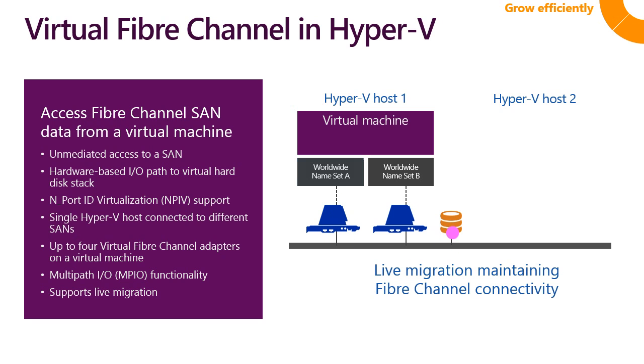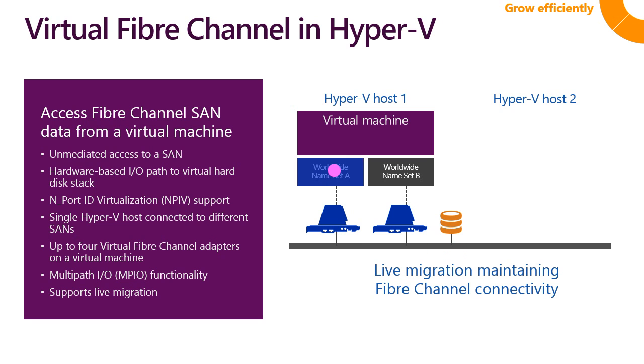You can have one Hyper-V host connected to multiple SANs, and you can have up to 4 virtual fiber channel adapters per virtual machine. If you do have multiple paths through to the data on your network, then multipath I/O makes sure that it's not going to start reporting multiple copies of the same storage instance for you. It also supports live migration, which is one of the nice ways to really push a large amount of data in a short time frame.